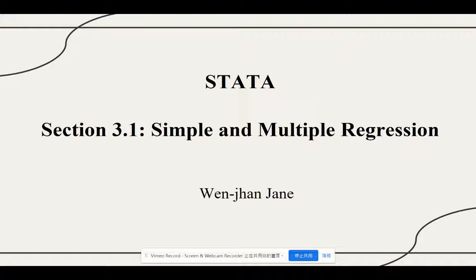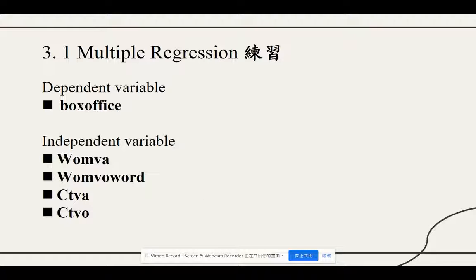Okay, this class I will introduce section 3.1, the simple and the multiple regressions. And I will use the box office data. The box office will be the dependent variable. Independent variables will include the word of mouth balance and the word of mouth volume, and the professional critical review balance and volume.